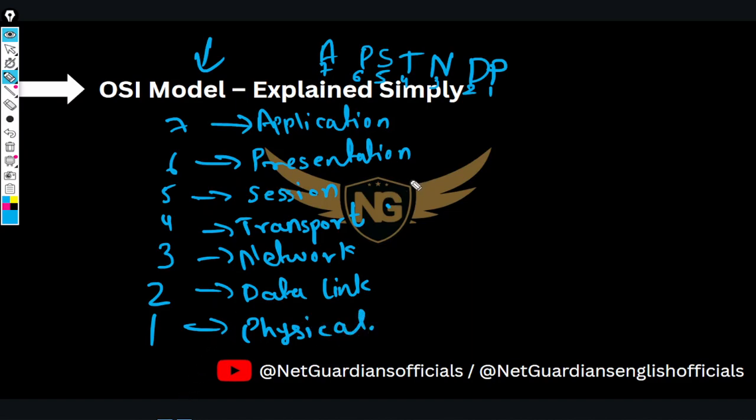Now all the devices on the internet have to follow this sequence. What does the application layer do? The application layer is the user interface.